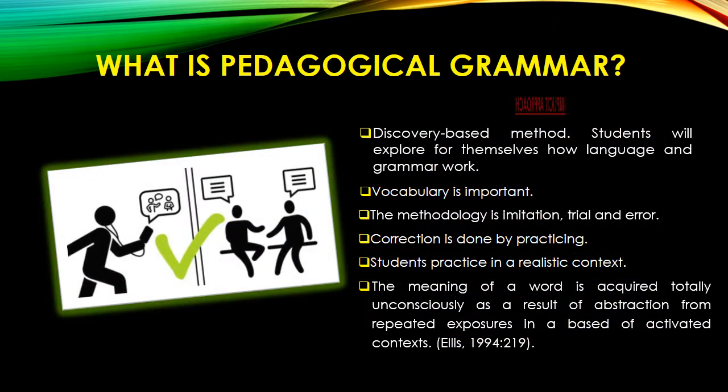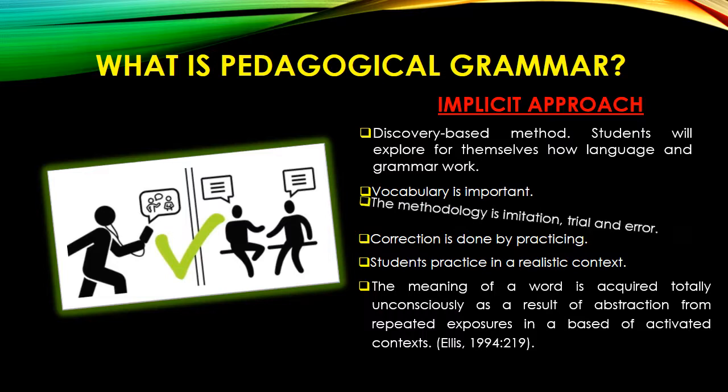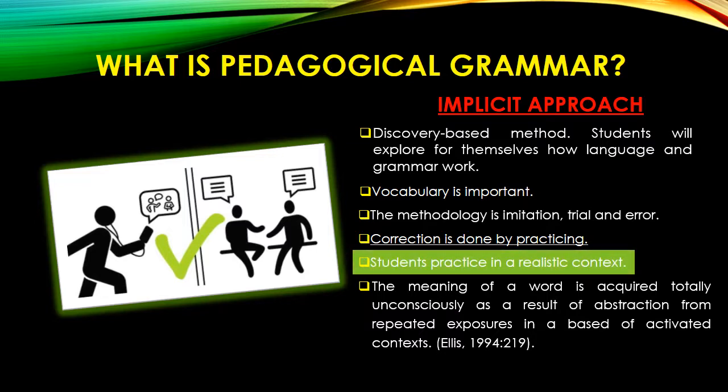On the other hand, the main features of the implicit approach are: first, discovery-based method. Students will explore for themselves how language and grammar work. Second, vocabulary is important. Third, the methodology is imitation, trial, and error. Fourth, correction is done by practicing. Fifth, students practice in a realistic context. Sixth, according to Ellis, the meaning of a word is acquired totally unconsciously as a result of abstractions from repeated exposure in a base of activated context.